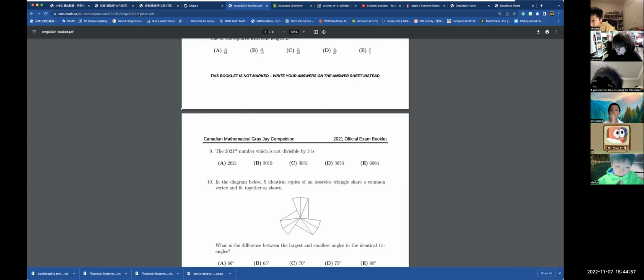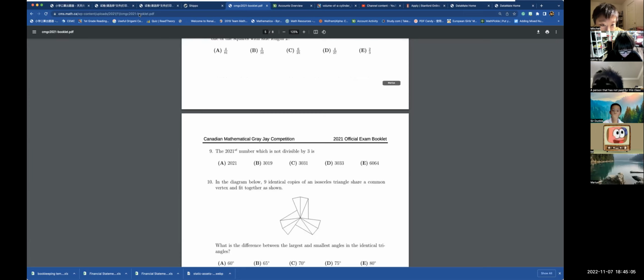Question number 9. What does this mean? The first number not divisible by 3 is 1, the second is 2, the third is 4, the fourth is 5. Understand? Because 1, 2, 3, 3 could be divisible by 3, and 6 could be divisible by 3. So they want you to ask, what is the 2021st number not divisible by 3?